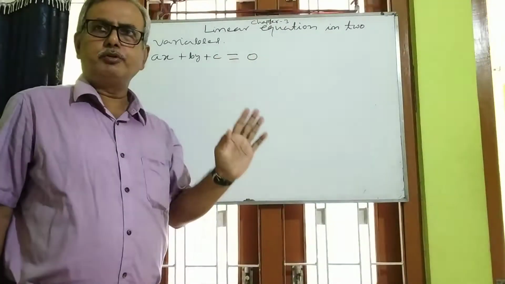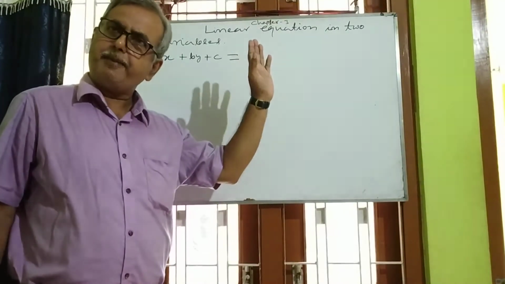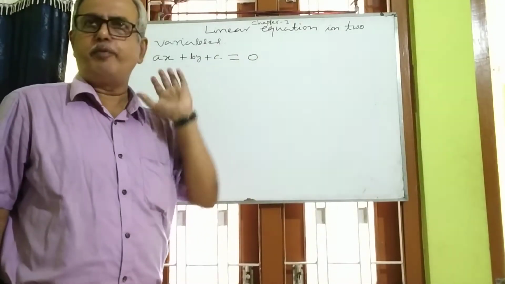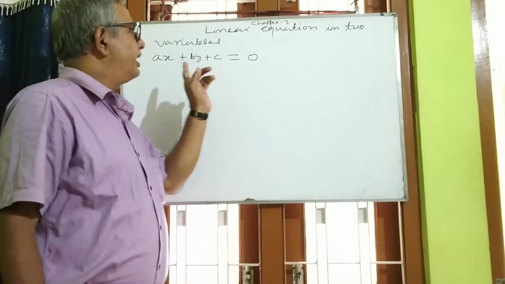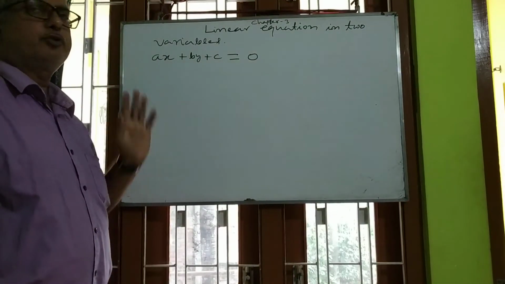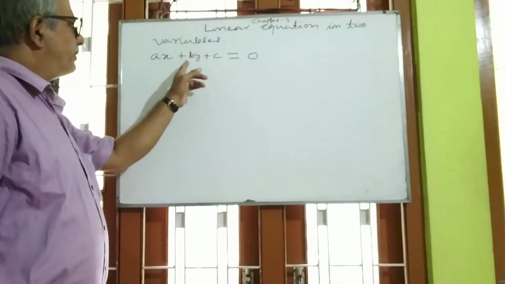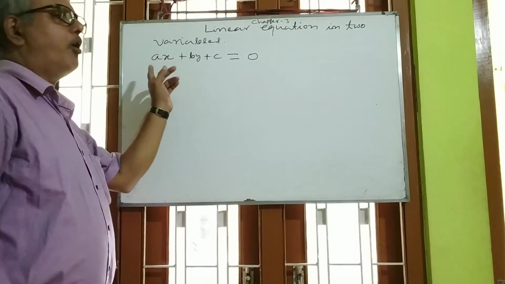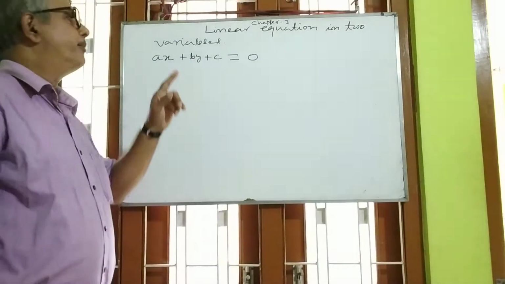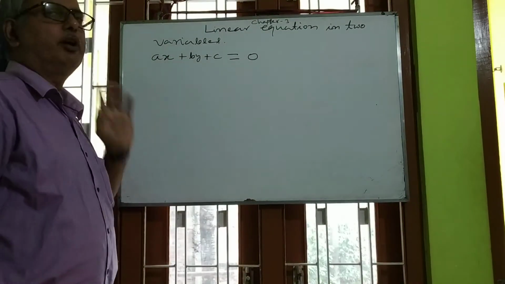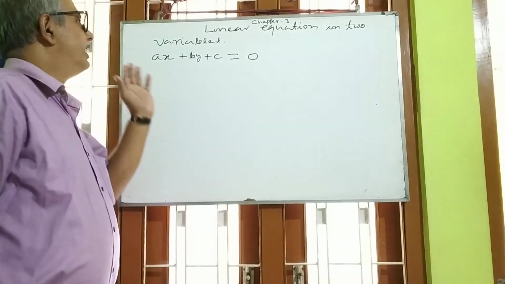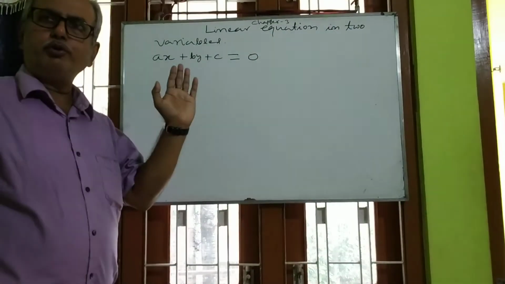Today we are going to start chapter 3, that is linear equation in two variables. Here you see one example also I have shown you. Ax plus by plus c is equal to 0. Why is it called in two variables? Because x and y both are there and these two are unknown quantities. In class 9 also you have been taught.